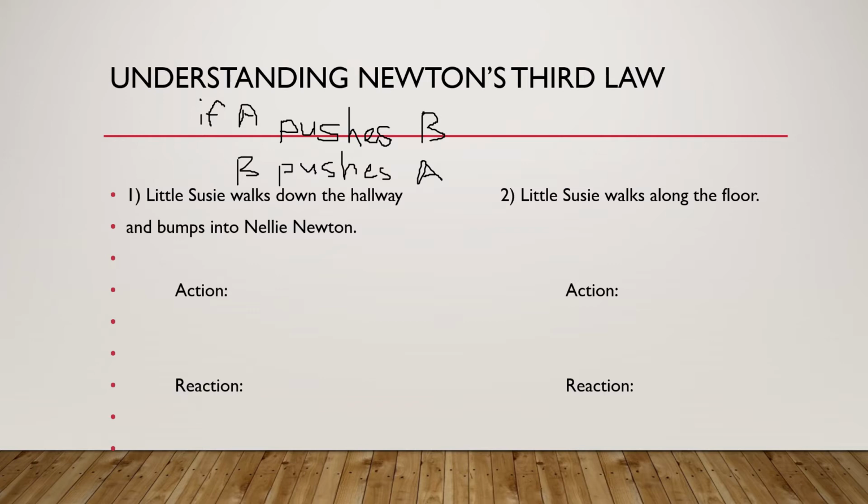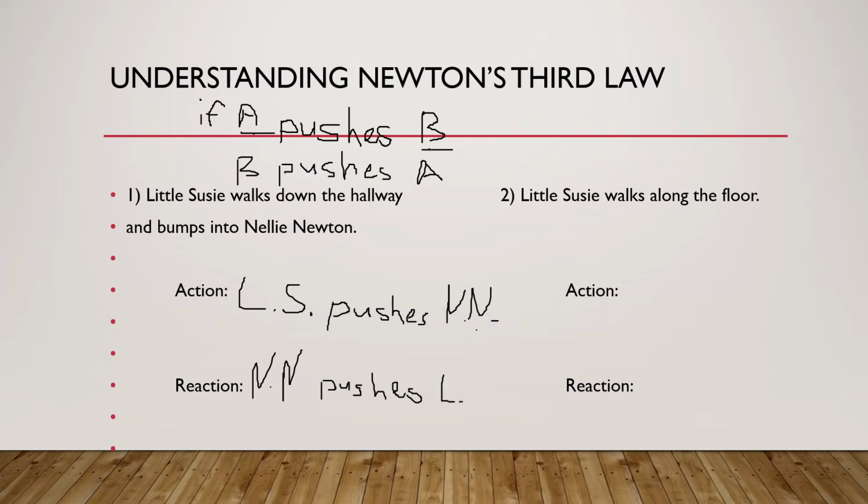So action. For the first one, little Susie walks down the hallway, bumps into Nellie Newton. Action. Little Susie, and the verb I want you to use is pushes Nellie Newton. Awesome. There's your action. So you see how it says A and B? In this case, A is little Susie, B is Nellie Newton. So if A pushes B, then just flip it. Reaction, Nellie Newton pushes little Susie. It's that simple. You are just writing sentences and figuring out what pushes what.